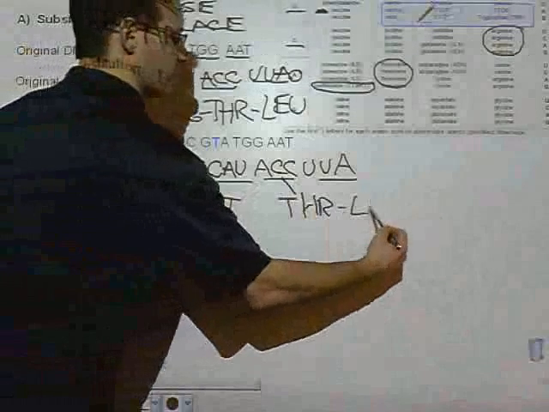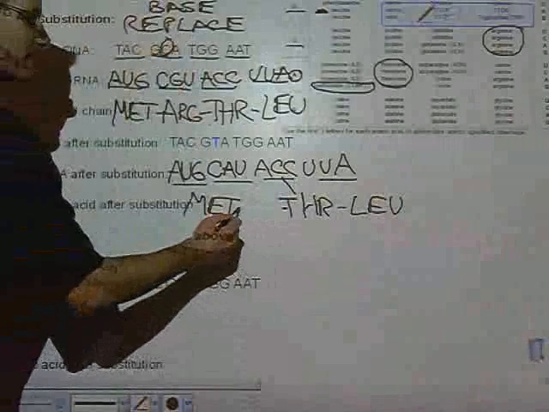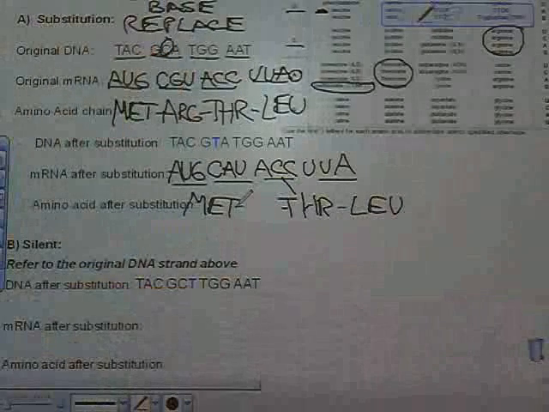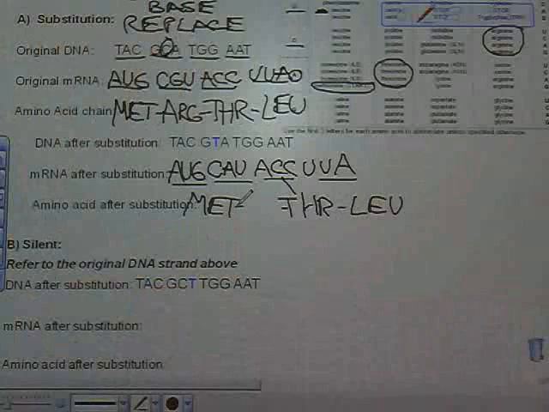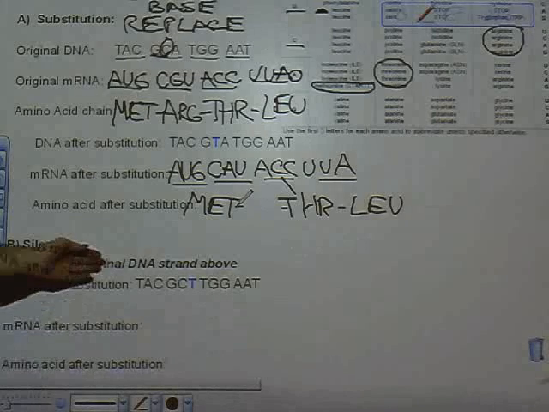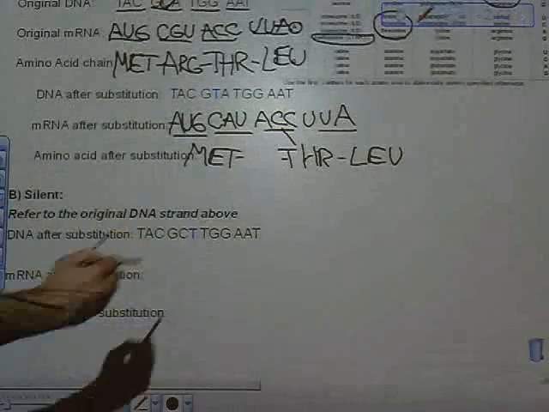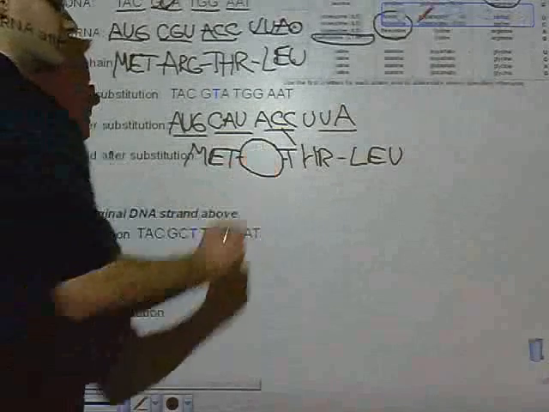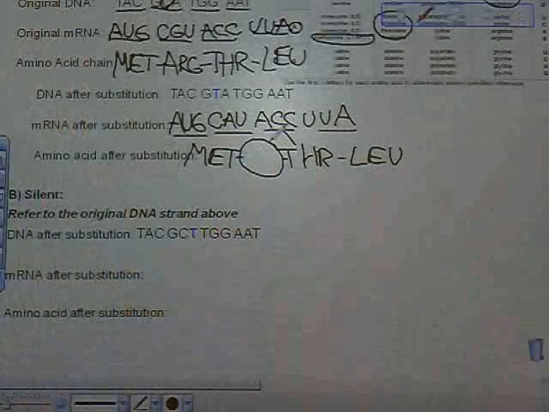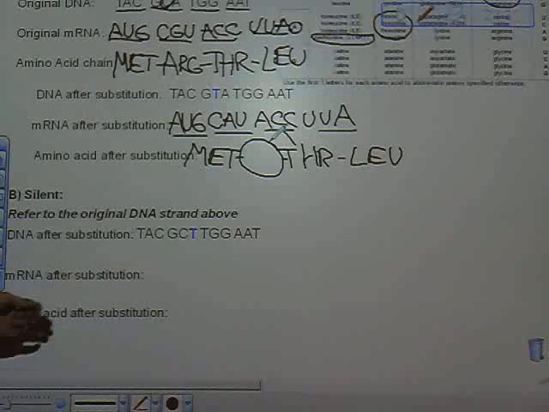Threonine and leucine are still going to exist there, but now since we have a mutation, we have a new amino acid that's going to come in, which is going to change the structure of our protein, which most likely will change its function, or it won't function at all, which could be a big deal for the organism that needs this protein. So go ahead and use your codon chart and figure out what CAU is going to code for in terms of amino acids.